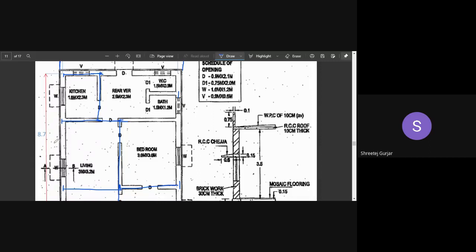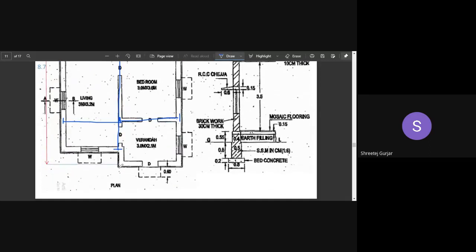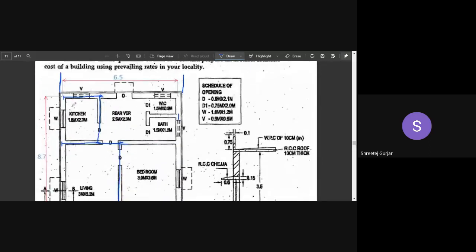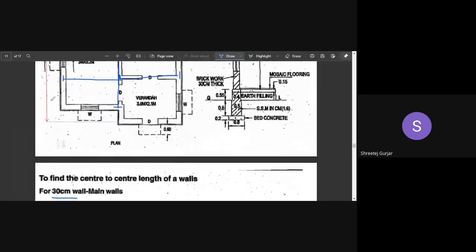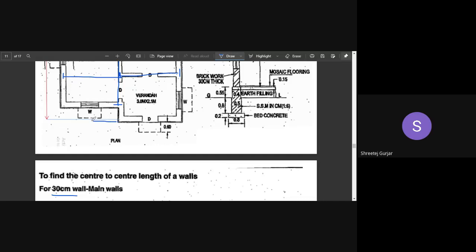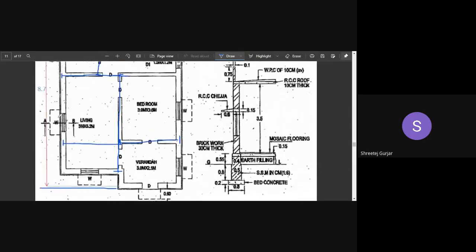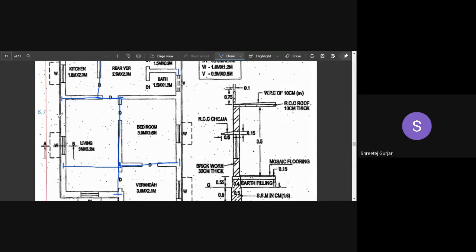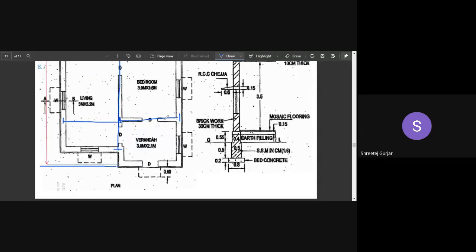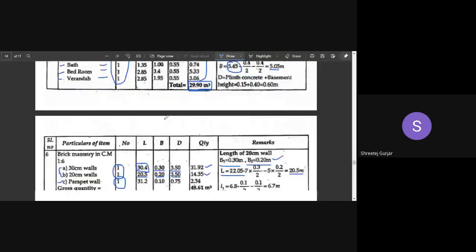Okay, L1. So what about L2? L2 will be calculated similarly. You have to add half of your wall thickness here and half of your wall thickness here, and you will get your out to out distance, that is your L2. So it will be 8.7 plus 0.3. So it will be 9 meters. Okay, 9 meters. L2 is 9 meters. So let me just scroll down.